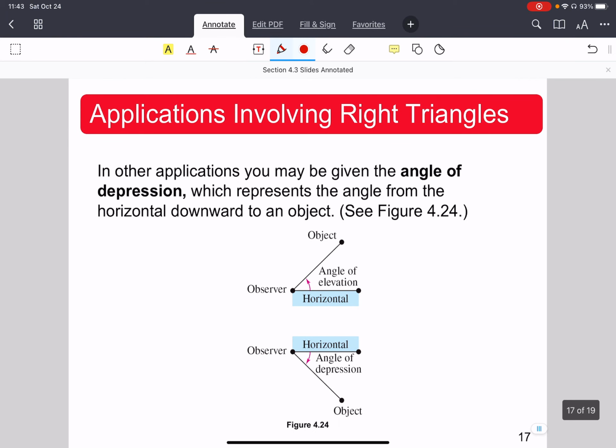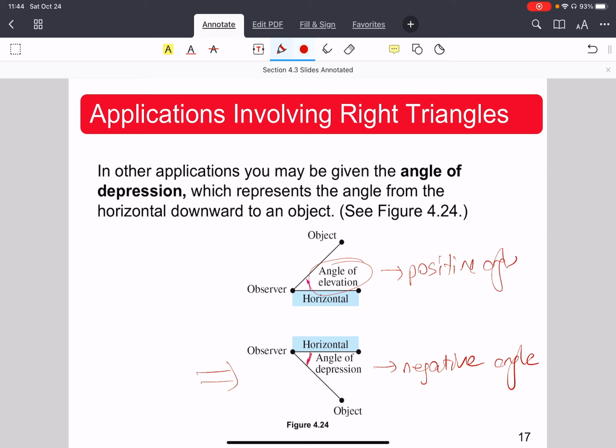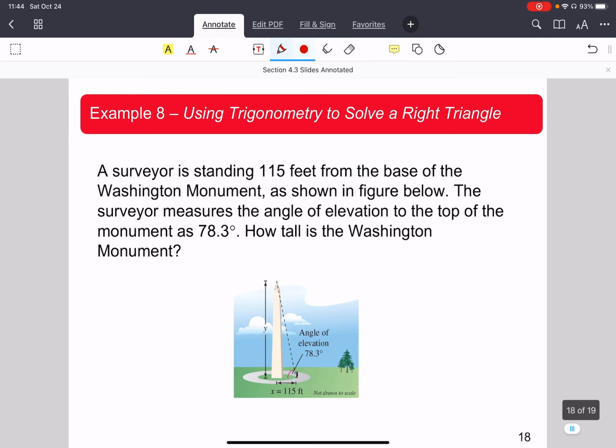But here I'd like to show you that in some examples, you may be given the angle of depression, which is what we call it when an object is below, say, sea level or your observation level. That is like a negative direction angle, which is commonly used in application problems. And this is generally the angle of elevation, which is a positive direction angle, or counterclockwise, and the other one is clockwise. All right, let's get into example 8.